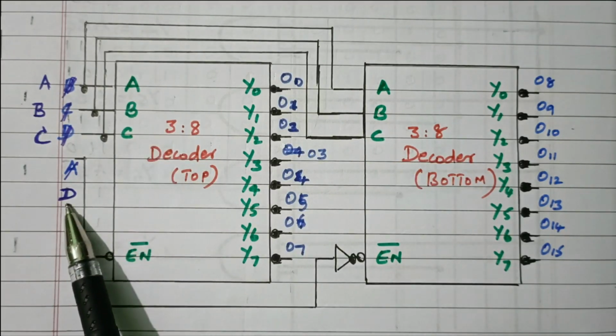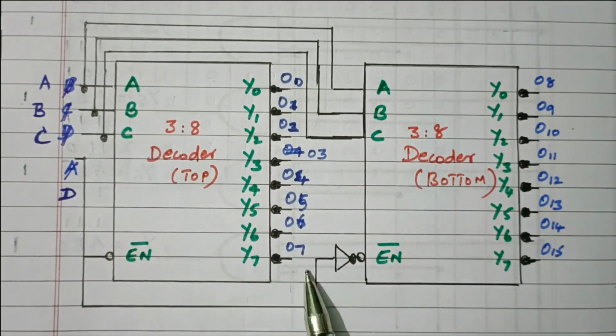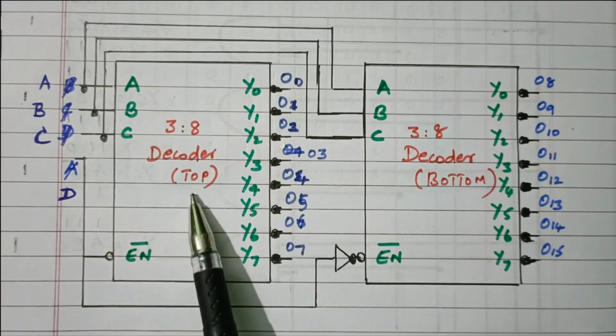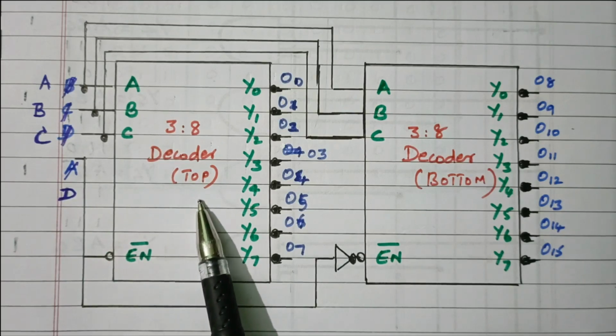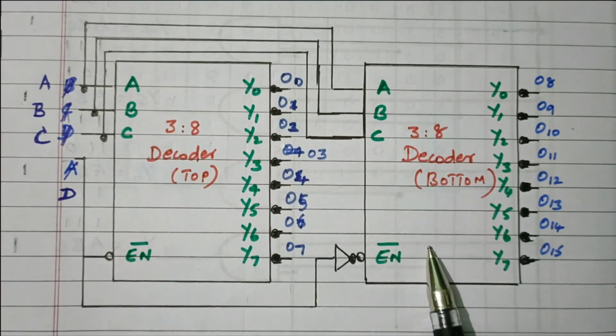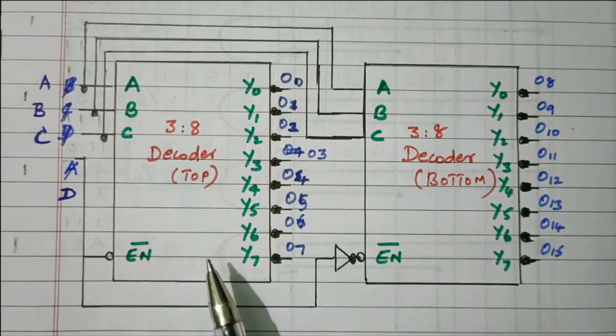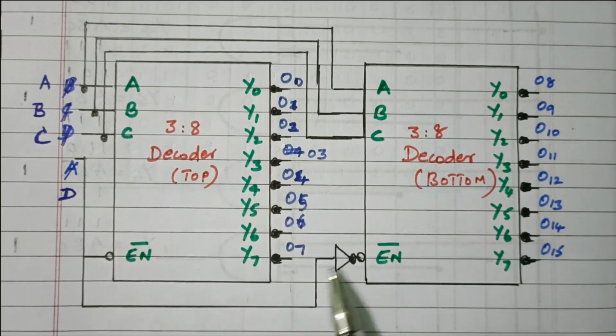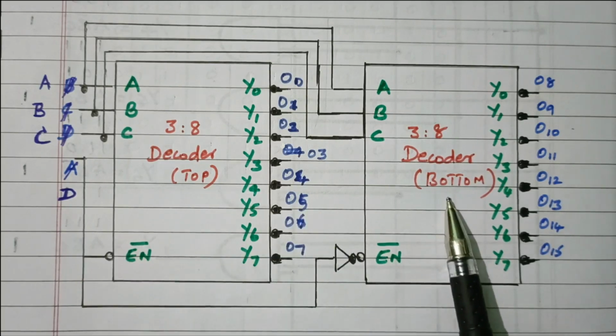One more input D is used for enabling the top decoder and bottom decoder. So it is connected as an enable input. Here it is inverted. So D equal to 0 means here 1 will be there, so the top decoder will be enabled. If D is 1, then because one inverter is already available, the bottom decoder will be enabled, and at that time here it becomes 0. Right? D equal to 0, top decoder enabled. D equal to 1, bottom decoder will be enabled.